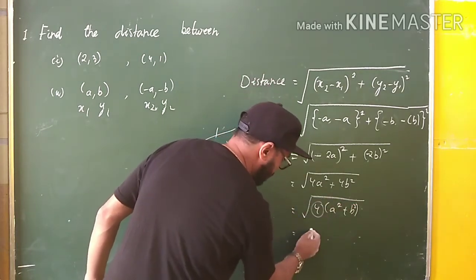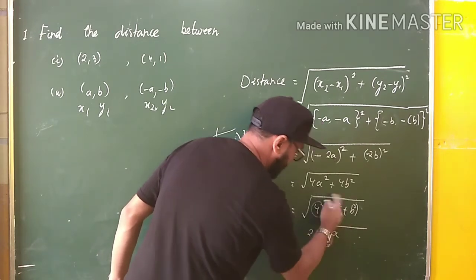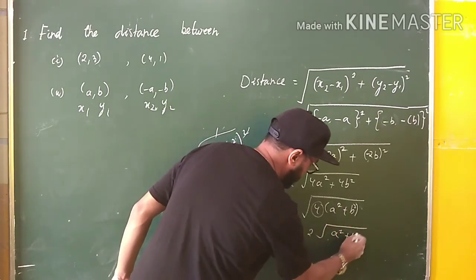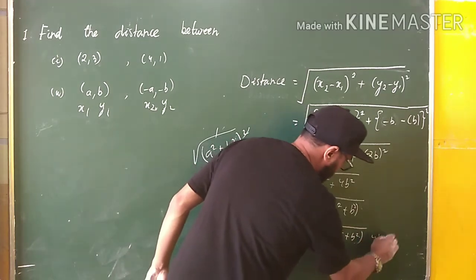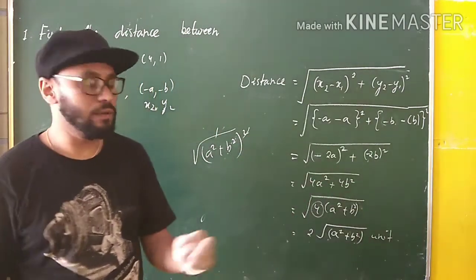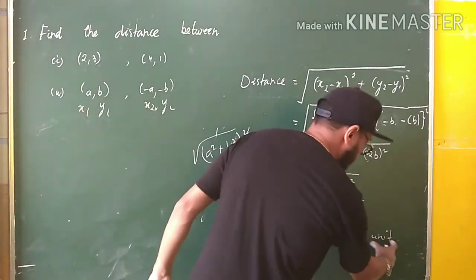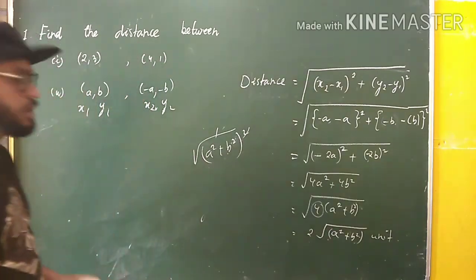The square root of 4 we know, which is 2. But here, the root and the square get cancelled. So this is the answer. Since distance is a length, we are finding length and it has a unit: kilometer, centimeter, meter. Here we don't know what it is, so we write unit. Okay, so this is how we solve.